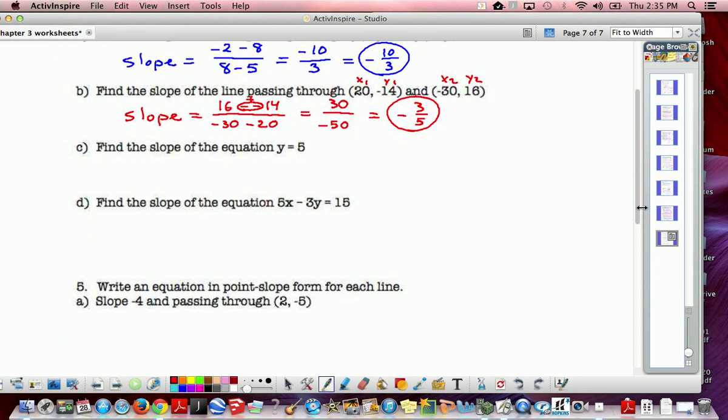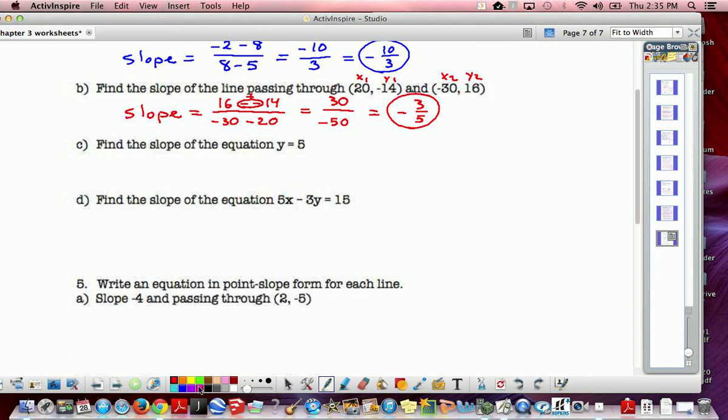All right, letter C now asks you to find the slope of the equation y equals 5. Well, hopefully many of you just already know that this is a horizontal line. So sometimes it helps if you just go plus 0x so that you know that the slope is equal to 0.